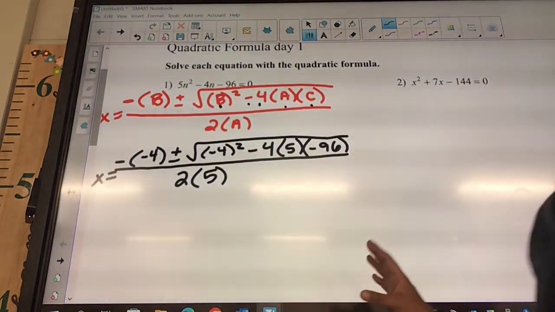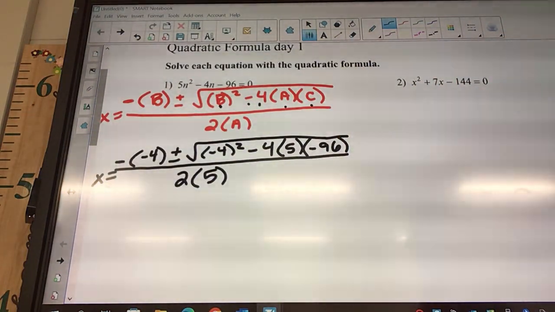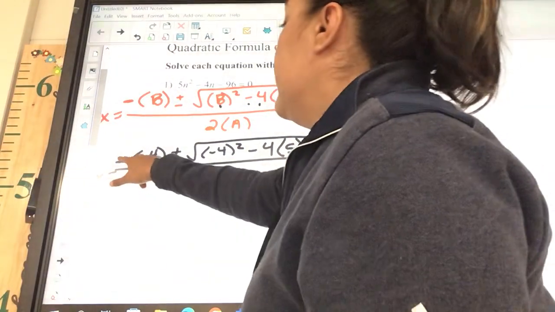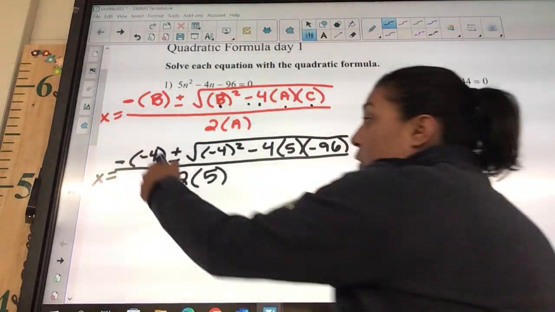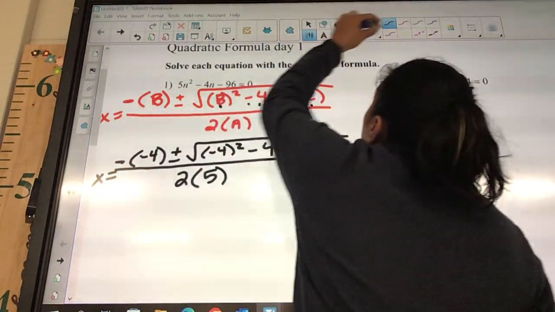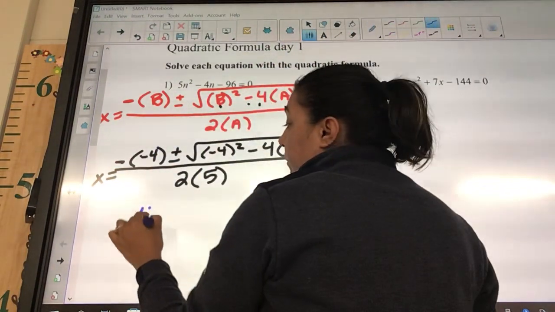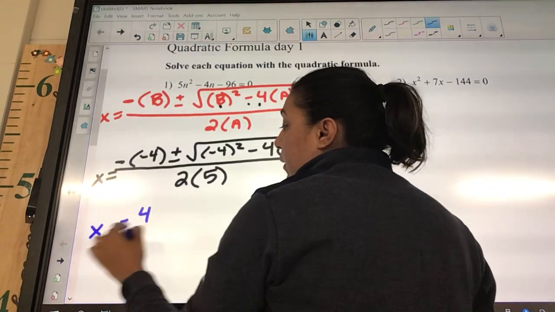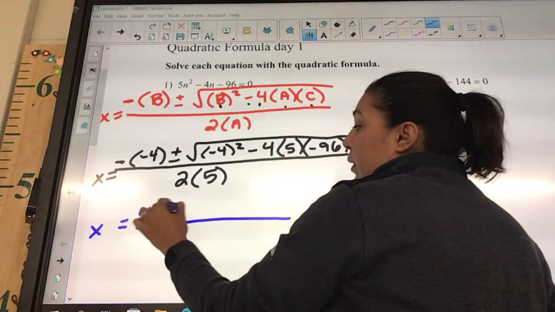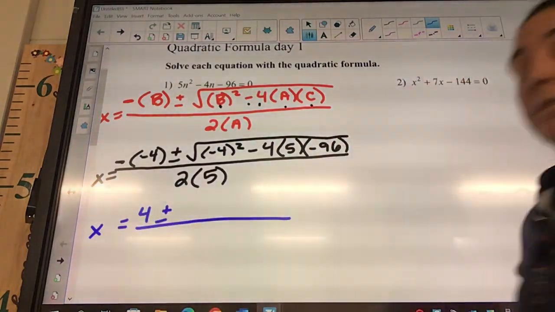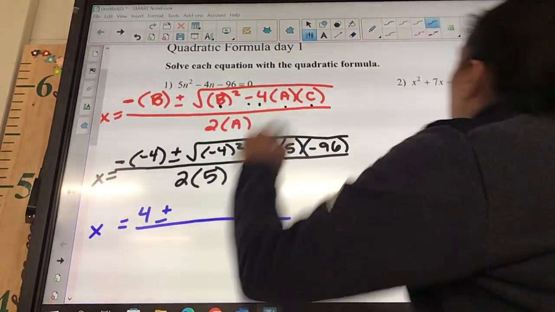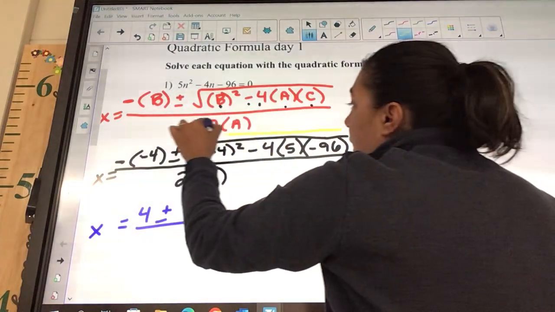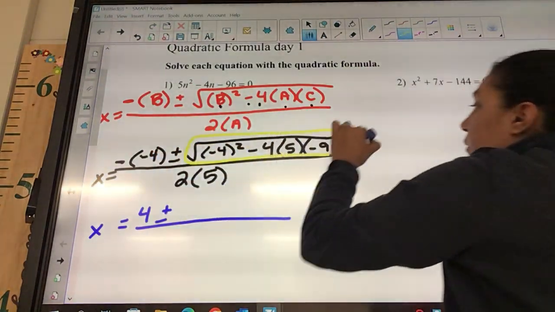Okay, the easiest way to do these is just to work step by step. So you guys know, what is a negative going to make? Positive. So over here, you're just going to get positive 4. Okay, so that's that first part. Plus or minus. Now, we'll talk more about this tomorrow, but in today's case, I want you to type all of this part with the square root included on the calculator.